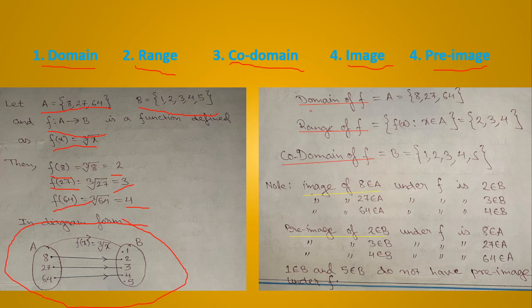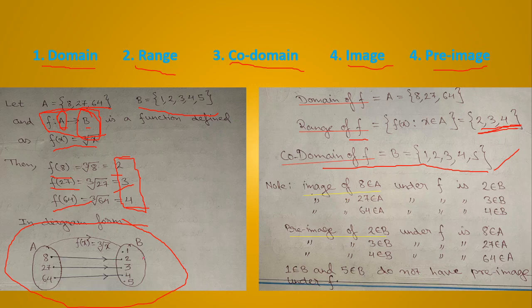Now domain of f. So here our f is a function from A to B. So domain will be the first set A. Range of f will be the collection of the images. So here in image we have 2, 3, 4. Codomain of f. So here our function is f from A to B. So codomain is the second set B. So whole of B is the codomain of function f.